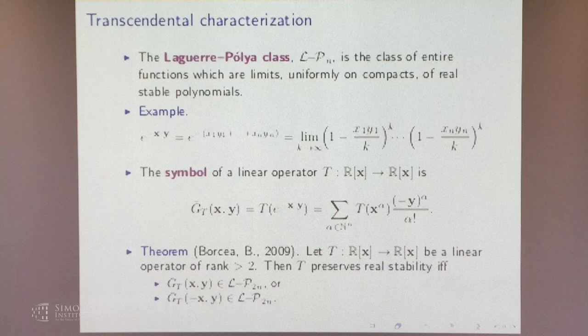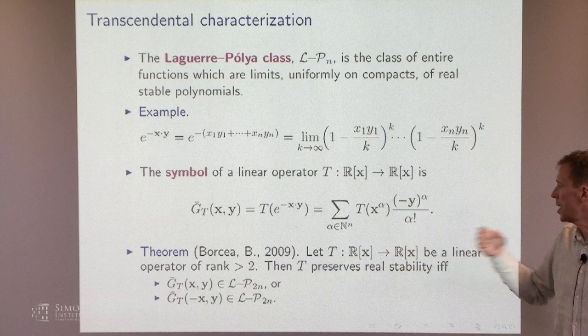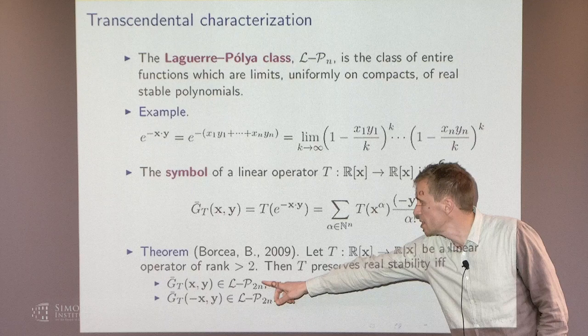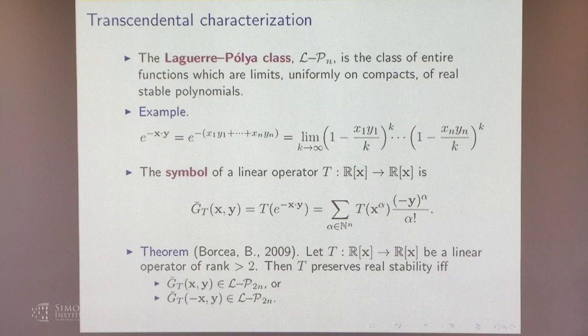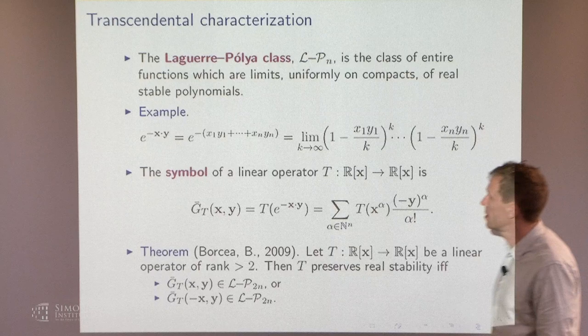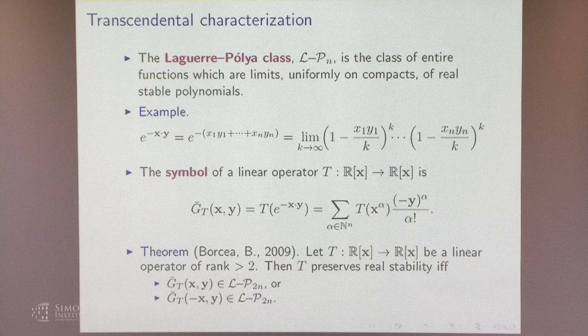And the theorem just translates so that a linear operator preserves stability or real stability if and only if either the symbol is stable or the shifted symbol is stable. So in particular, the identity operator should preserve stability, and this is the symbol of the identity operator. Right?